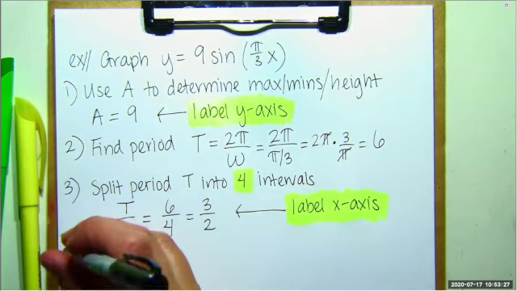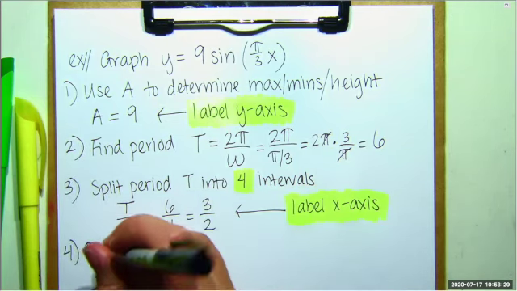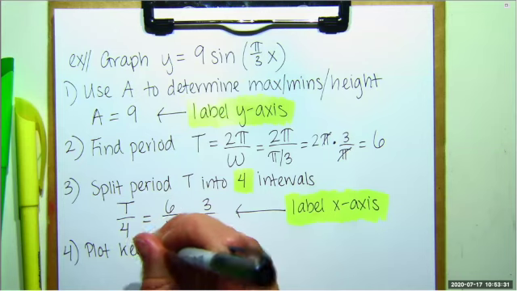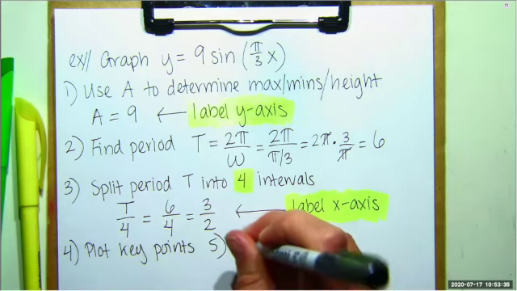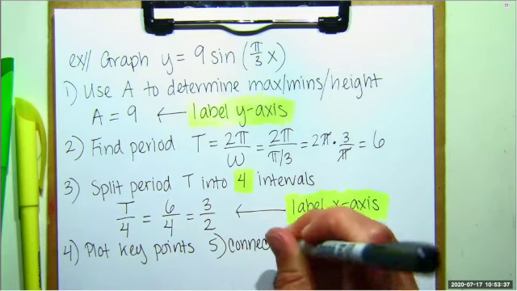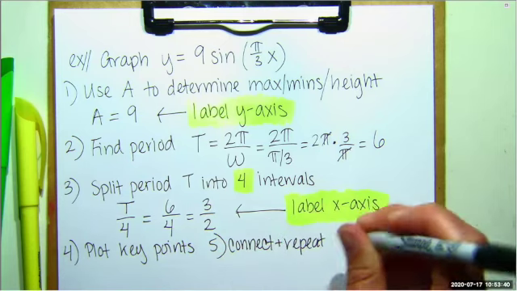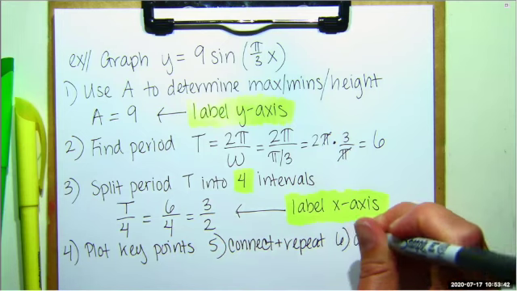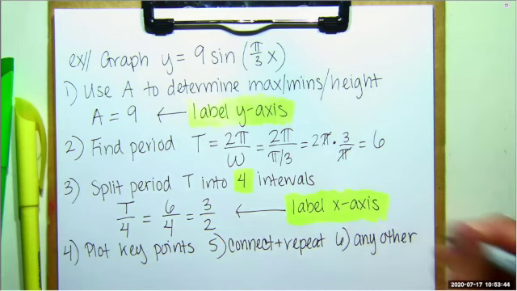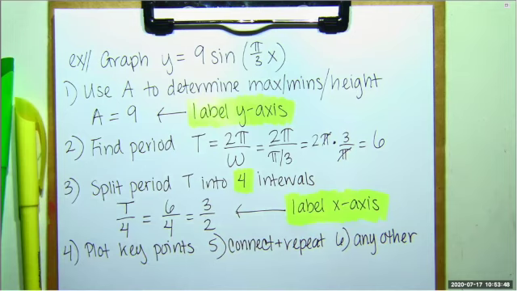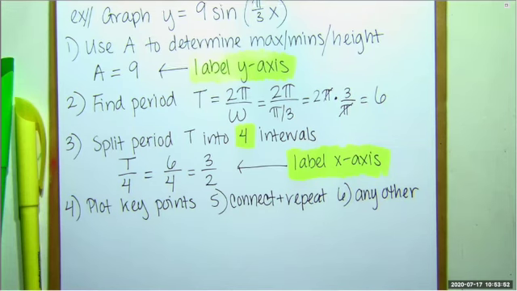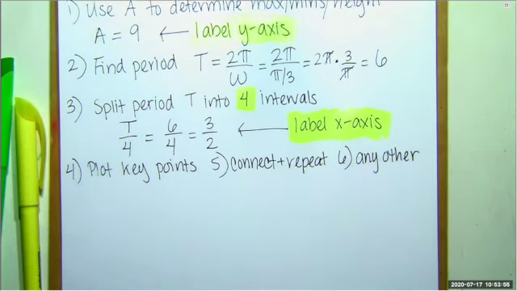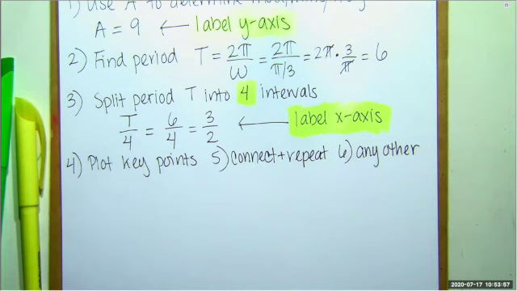All right, any questions so far? Okay, our next step 4, we'll plot our key points. Step 5, connect and repeat. Step 6 is if you have any other transformations. So if we have any shifts up or down or reflections, we'll do those last.